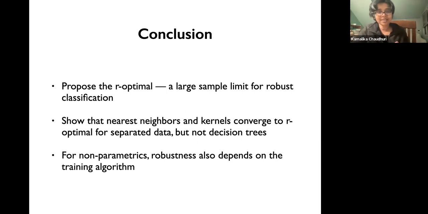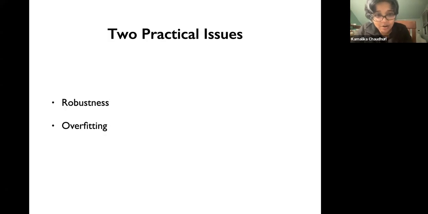Okay. So maybe let's move on to the next part, and I'll try to be quick with this, where we will look at the next topic that I wanted to talk about, which is overfitting.